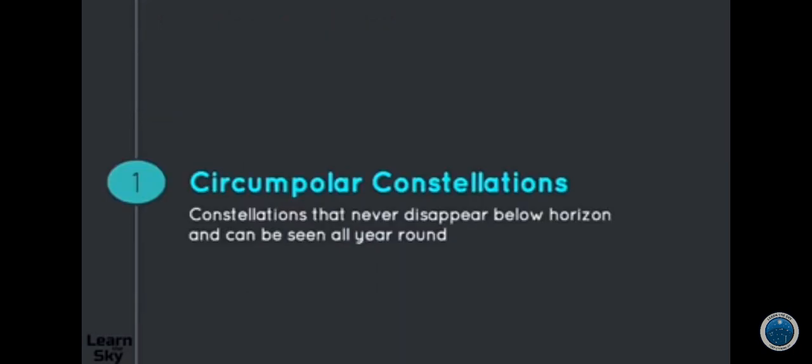The first one is called circumpolar constellations, and these are ones that never disappear below the horizon and can be seen all year round. Now, depending on where you are on the globe, you may see more or less of these, and also what your general location and terrain is like. For example, I have a big mountain that I live on and it covers a good portion of the sky, so some parts of the year I can't always see exactly these constellations, but if I would move, I would be able to.